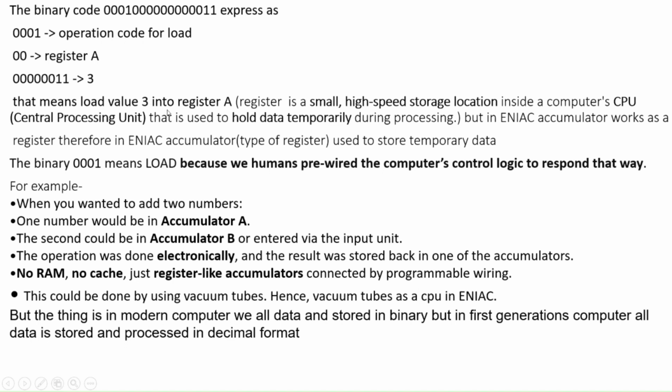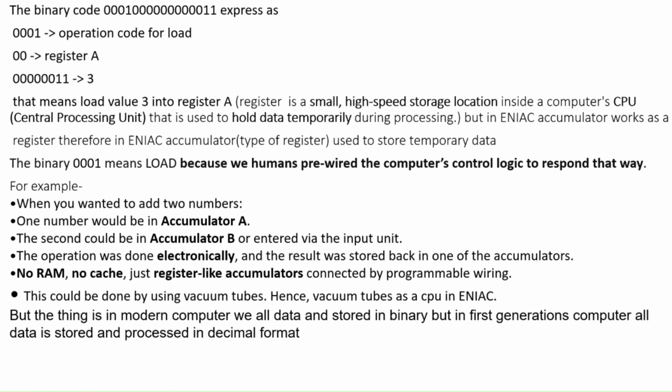What is a register? A register is a small high-speed storage location inside a computer CPU that is used to hold data temporarily during processing. In ENIAC, the accumulator works as a register. Therefore, the ENIAC accumulator is a type of register used to store temporary data. And as I told you earlier, this binary form means load, because we humans pre-wired the computer control logic to respond that way. This is pre-wired, and it tells us that this is the operation code for load. This is also pre-wired, and it represents register A. This is also pre-wired, and it represents the binary form of value 3.